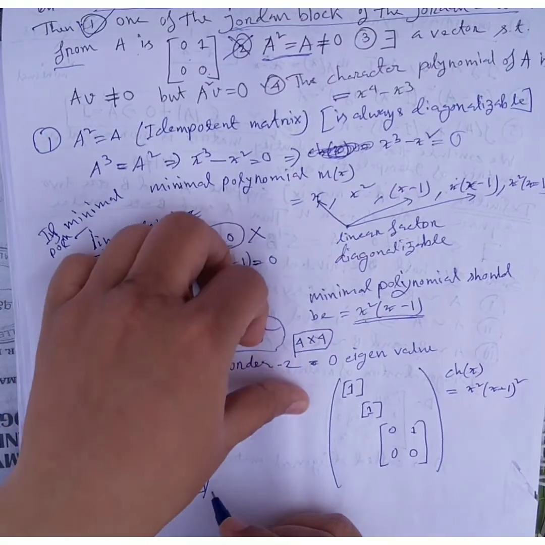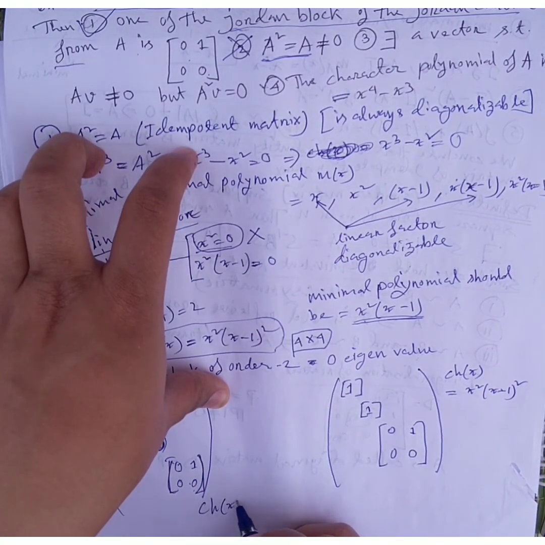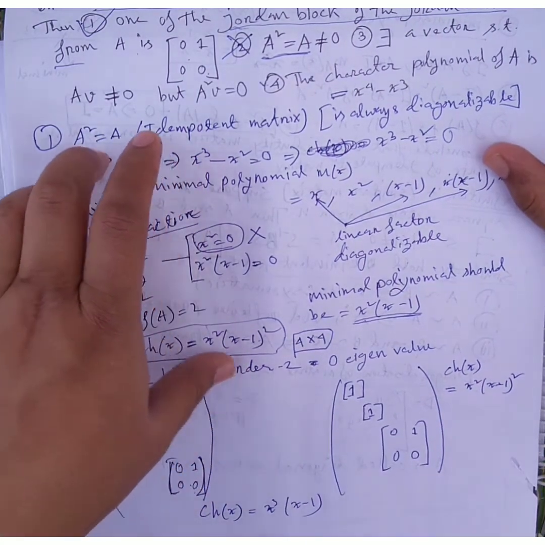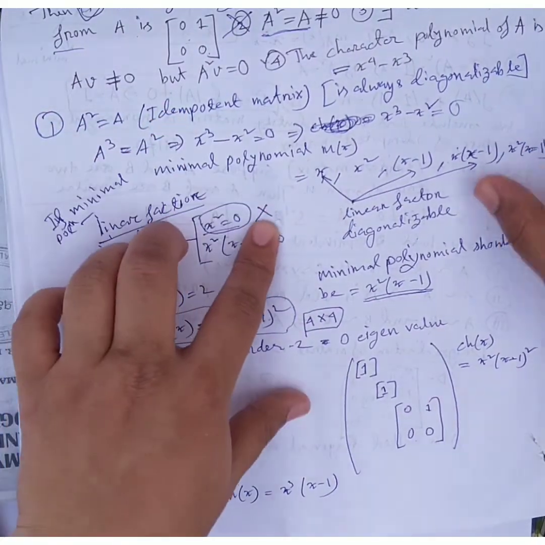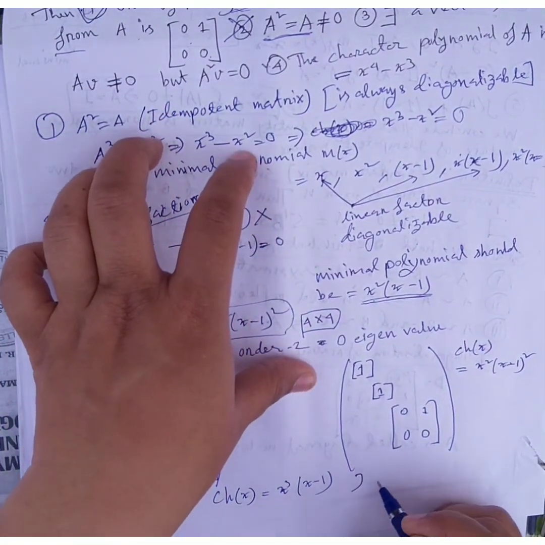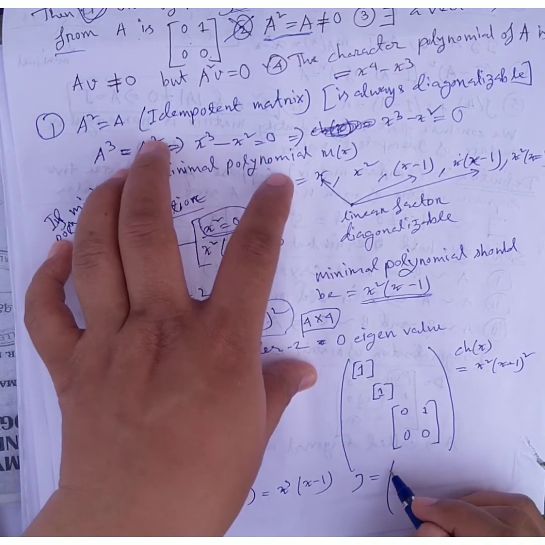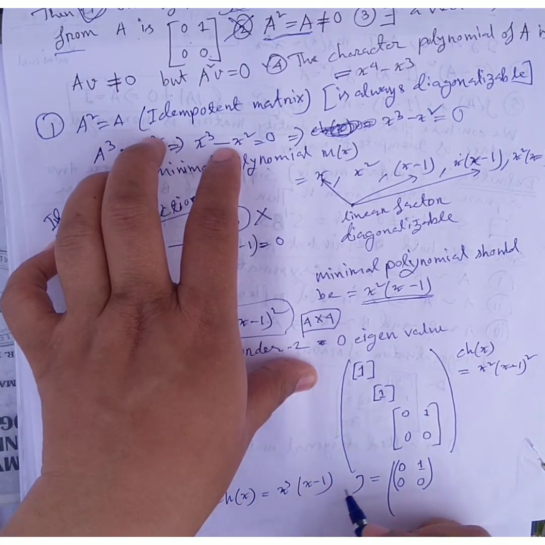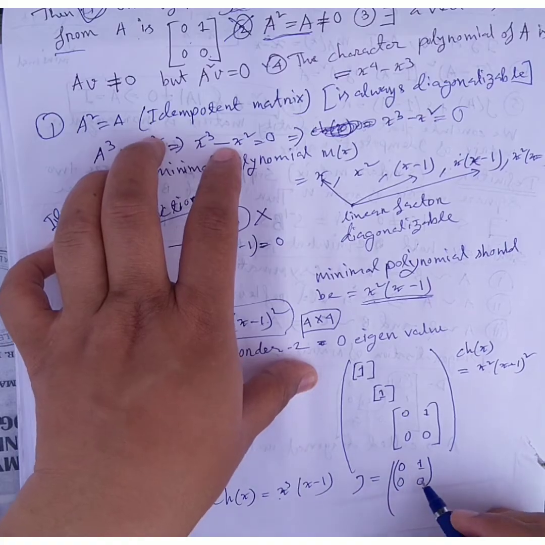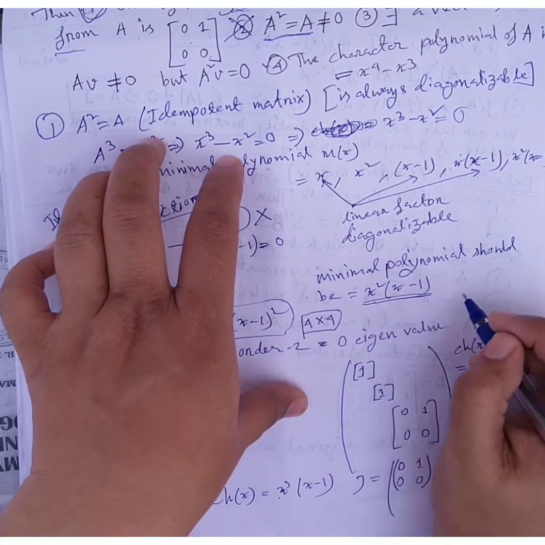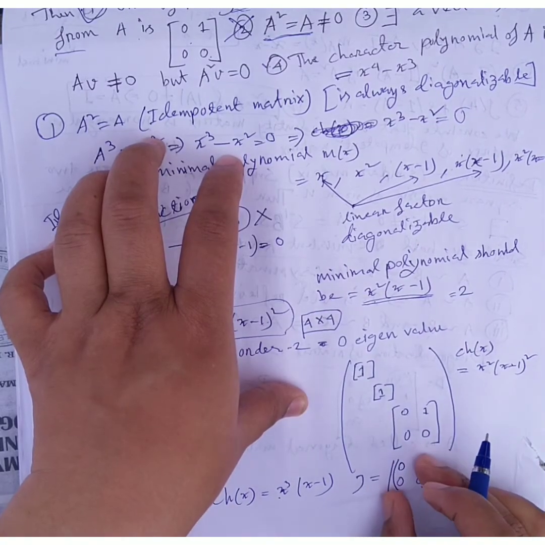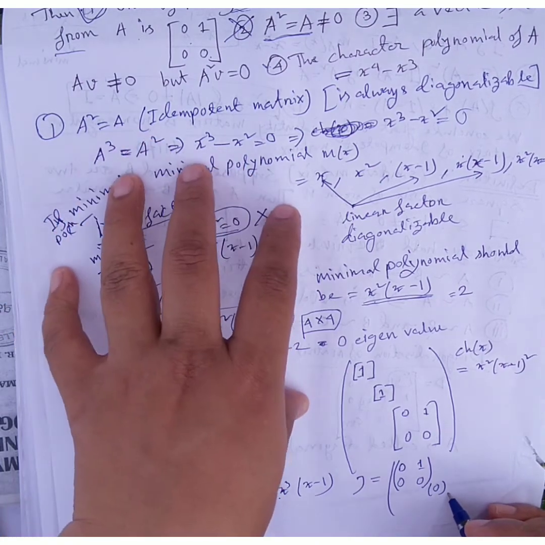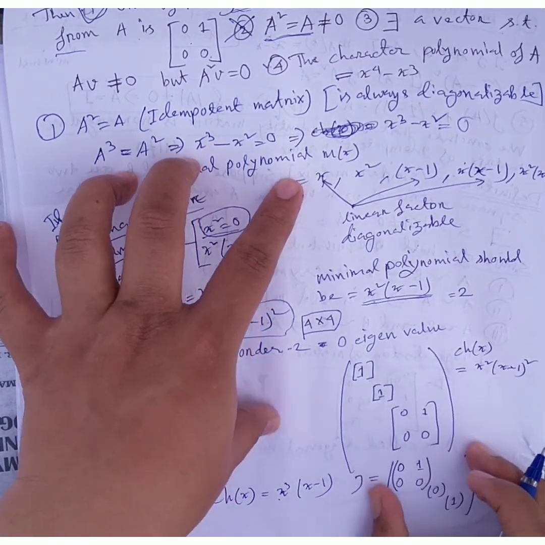Another possibility is the characteristic polynomial of x equal to x cube into x minus 1. Then my possible Jordan block will be 0 1 0 0. This is the Jordan block. One another, as the minimal polynomial is of degree 2, my possible one should be this, another should be 0, and another should be 1. These are my possible Jordan blocks.